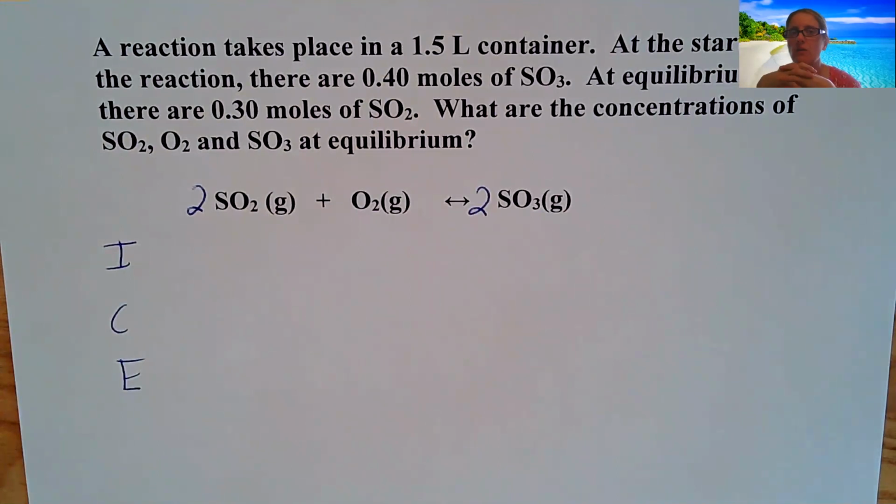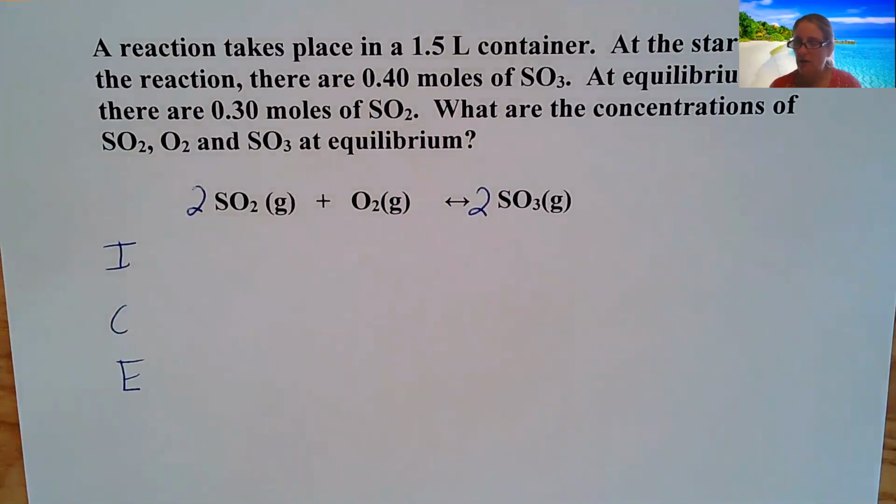And it's taking place in a 1.5 liter container. And again, another thing I want to emphasize is the fact that all of these equilibriums are taking place in the same container. So you don't have a container for the reactant, you don't have a container for the products, they're all in one place. So at the start of the reaction, there's 0.4 moles of SO3. At equilibrium, you have 0.3 moles of SO2. What are the concentrations of SO2, O2, and SO3 at equilibrium?